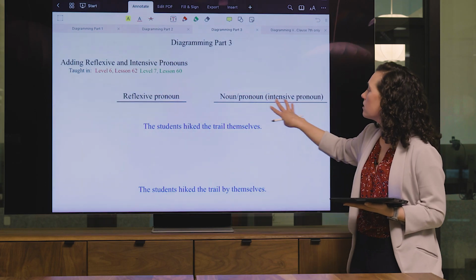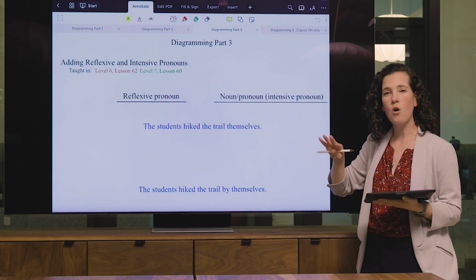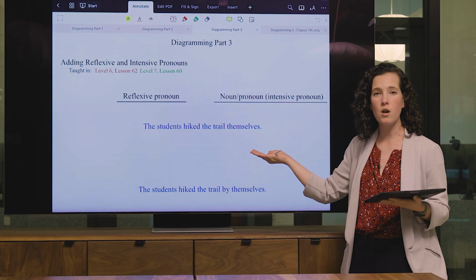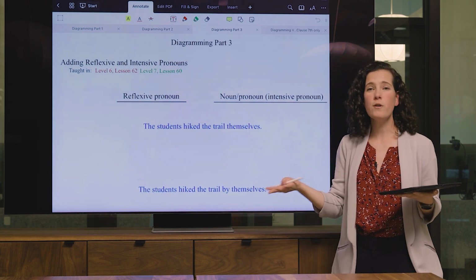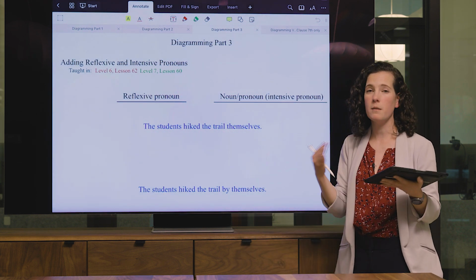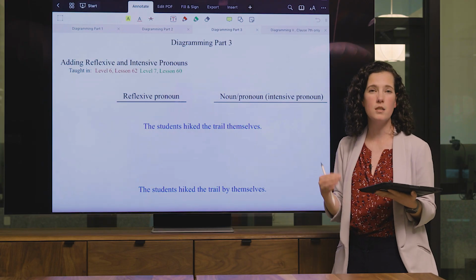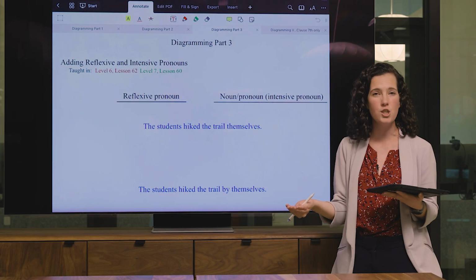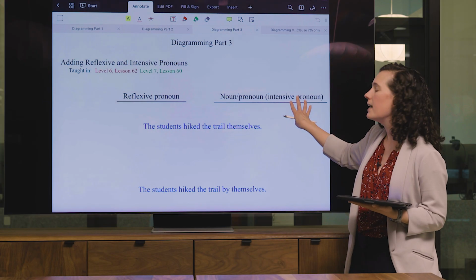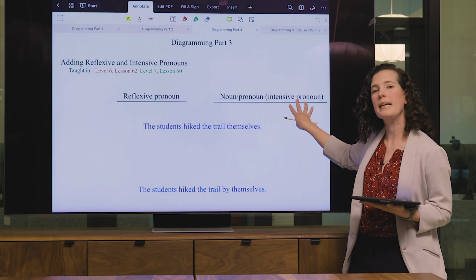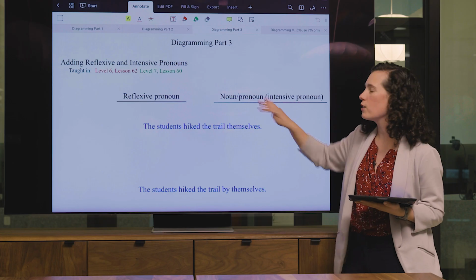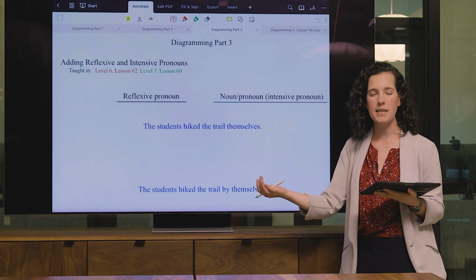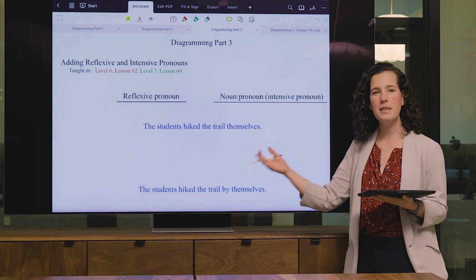These are pronouns. Pronouns, like nouns, are always diagrammed on some sort of horizontal line. If it is a reflexive pronoun, it's just going to appear wherever in the sentence it belongs. It may be the subject, the direct object, the indirect object, object of the preposition. However, an intensive pronoun is not grammatically needed for the sentence, so it goes in parentheses after the noun or pronoun that it's emphasizing. It's easiest when we see this in a sentence.